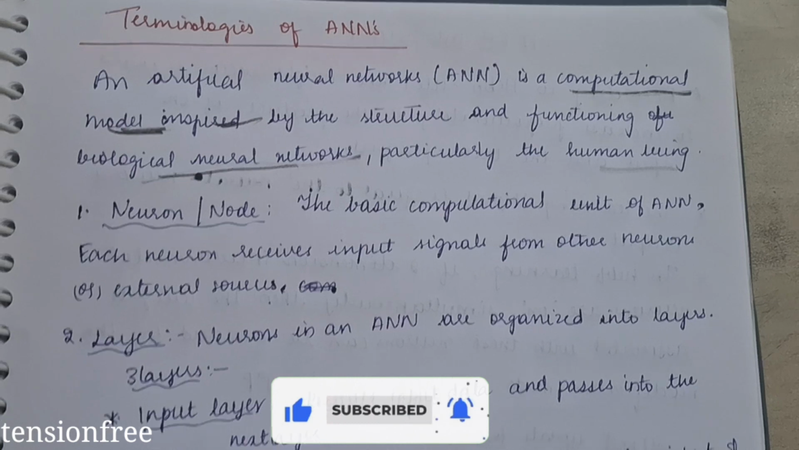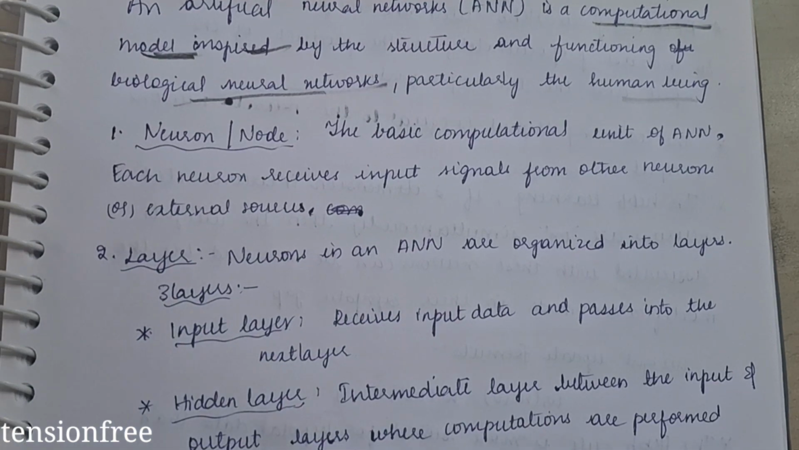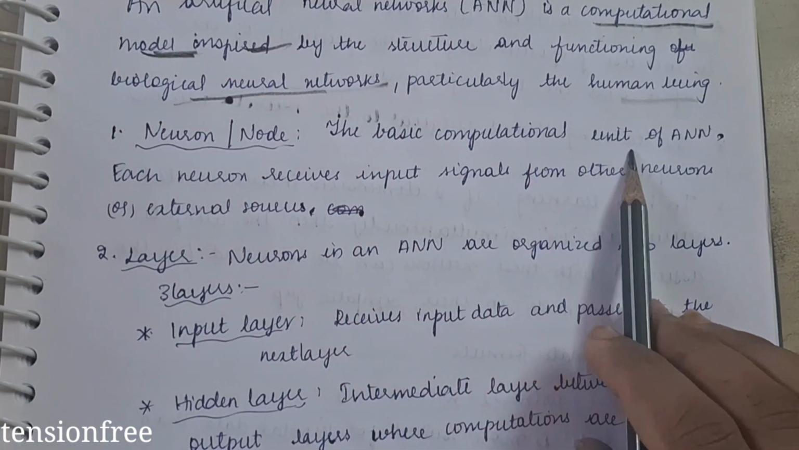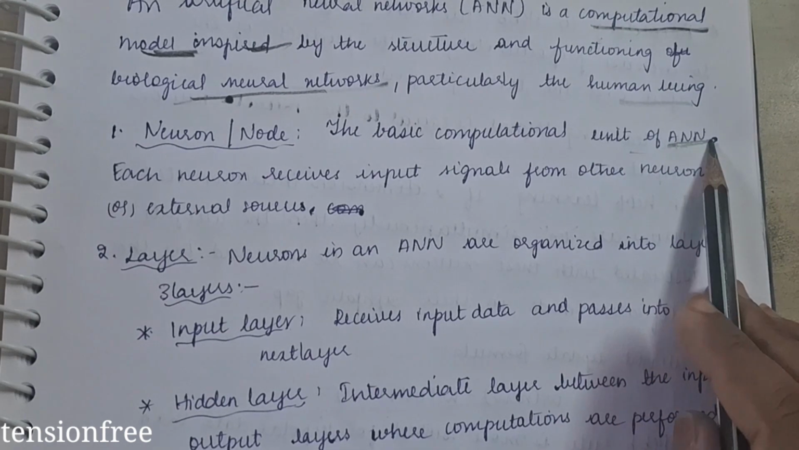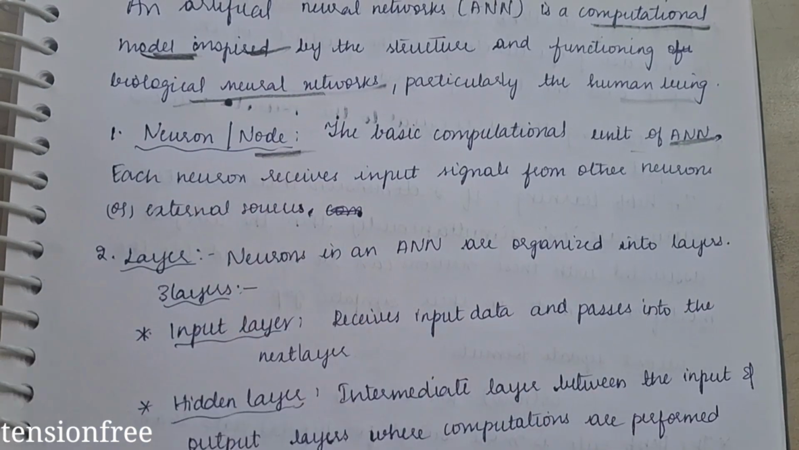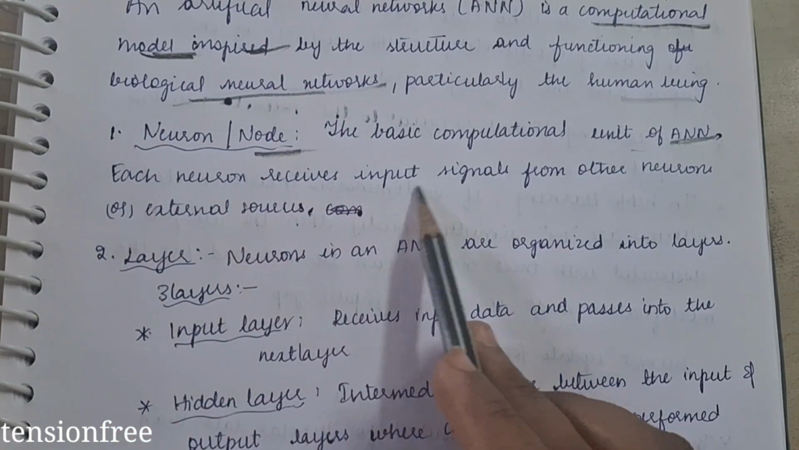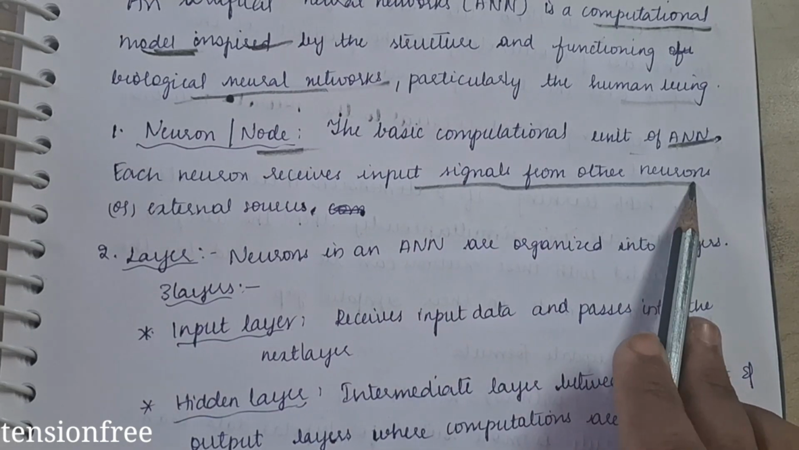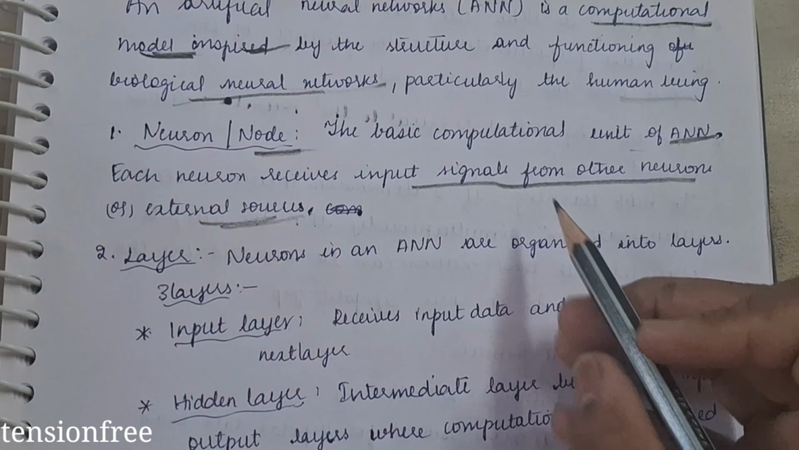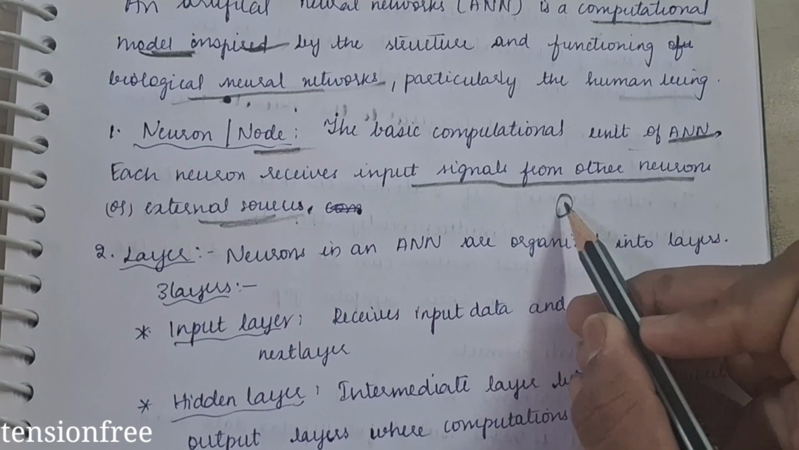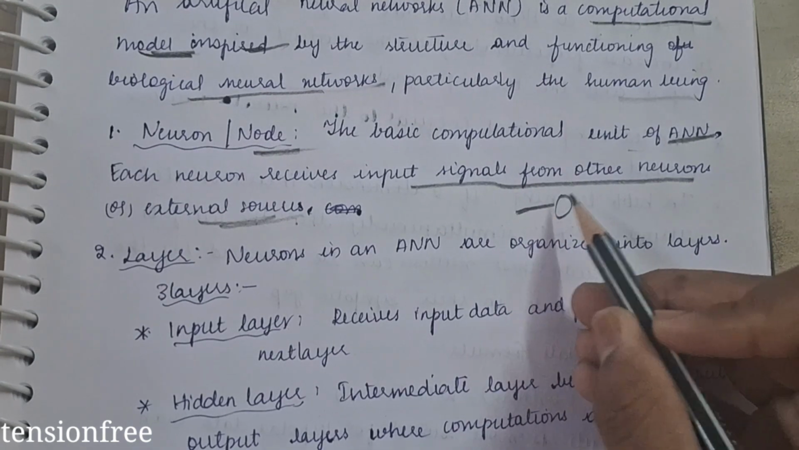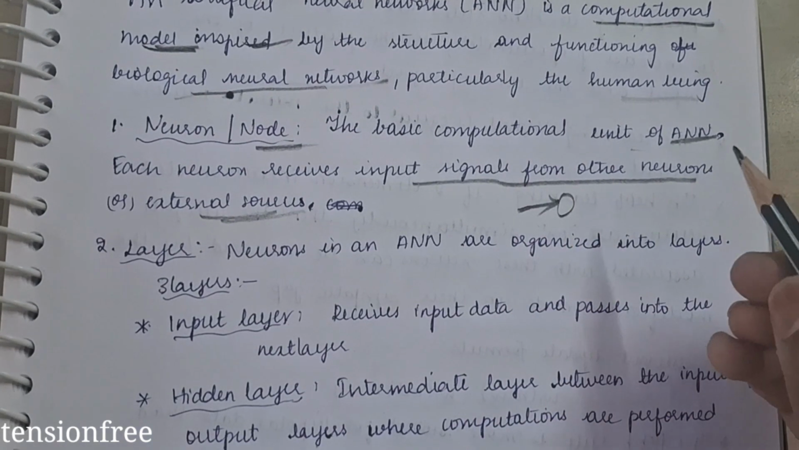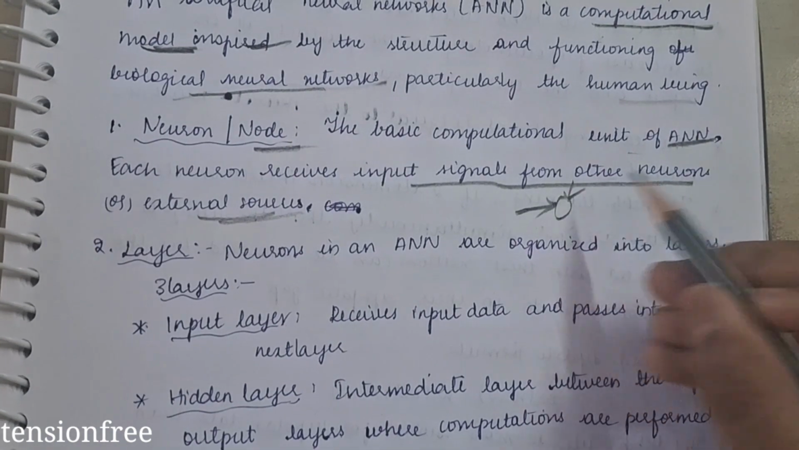The first one is the node, or neuron. The basic computational unit of the artificial neural network is a node. Each neuron receives input signals from another neuron or from an external source. The information will be given from the external source or another neuron.